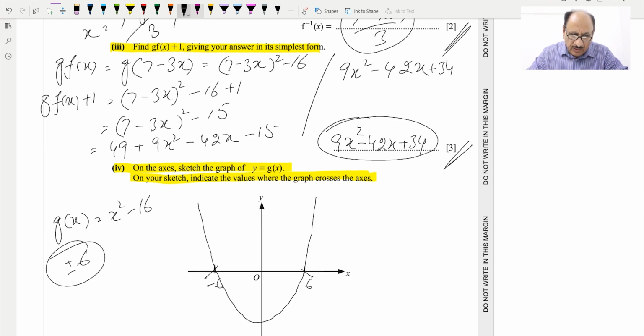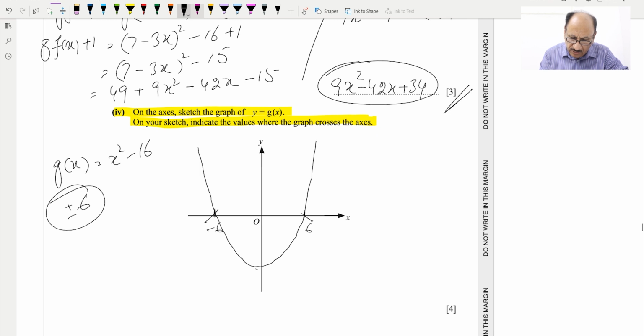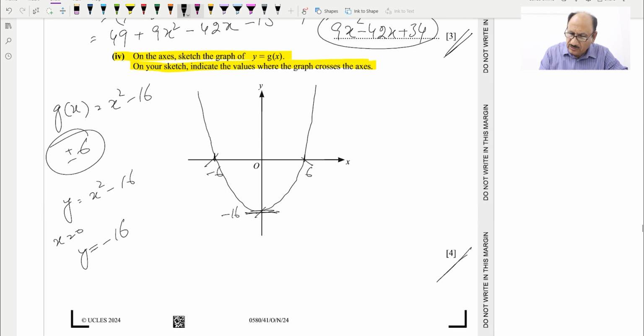You need to mention these 2 points on the x-axis. And if you are interested in finding the minimum point also, you can put x equal to 0. It means y will be equal to x² - 16, so y will be equal to -16. So this point will be -16 over here, which is not required. They have asked only for the x-intercepts, so we have provided those. This is a 4-mark question which we have done.